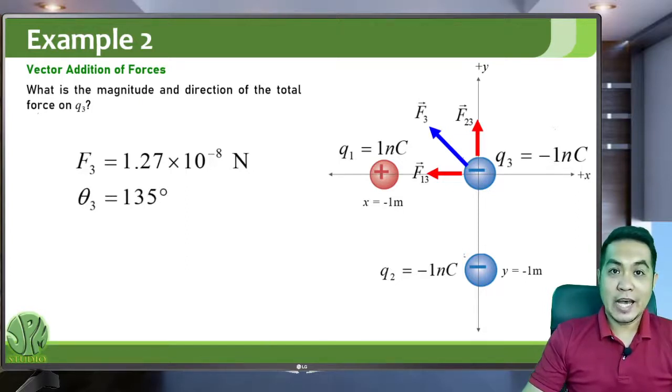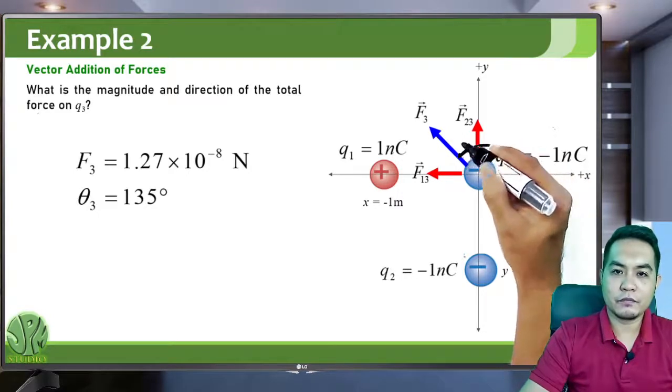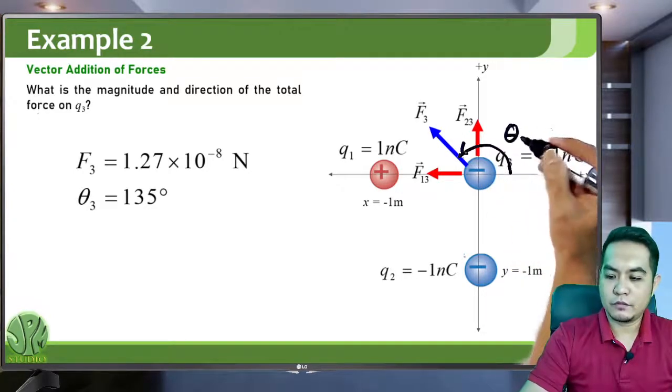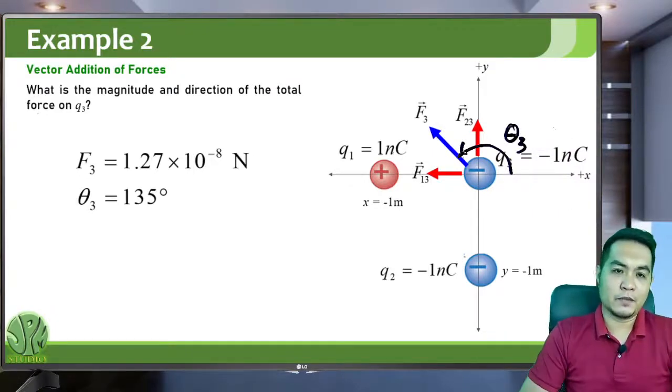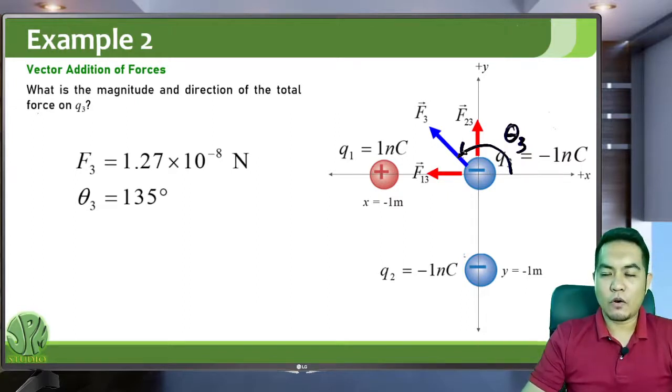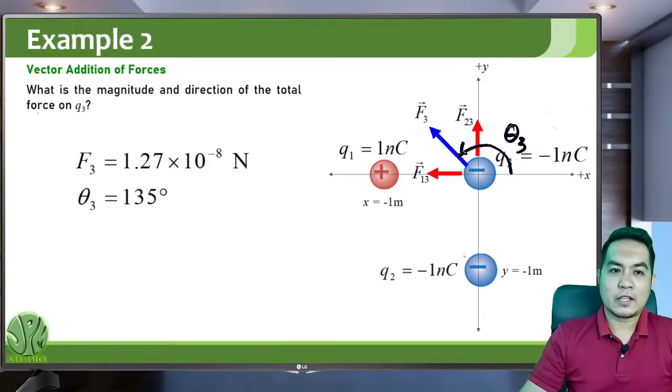And to get the angle of this vector, so theta 3 is this angle here. It's just tangent inverse of the y component over the x component. And in this case, this will give you a value of 135 degrees. So again, always make sure that the angle that you get corresponds to the quadrant where the vector is located. So that is the magnitude and direction of the total force on Q3.